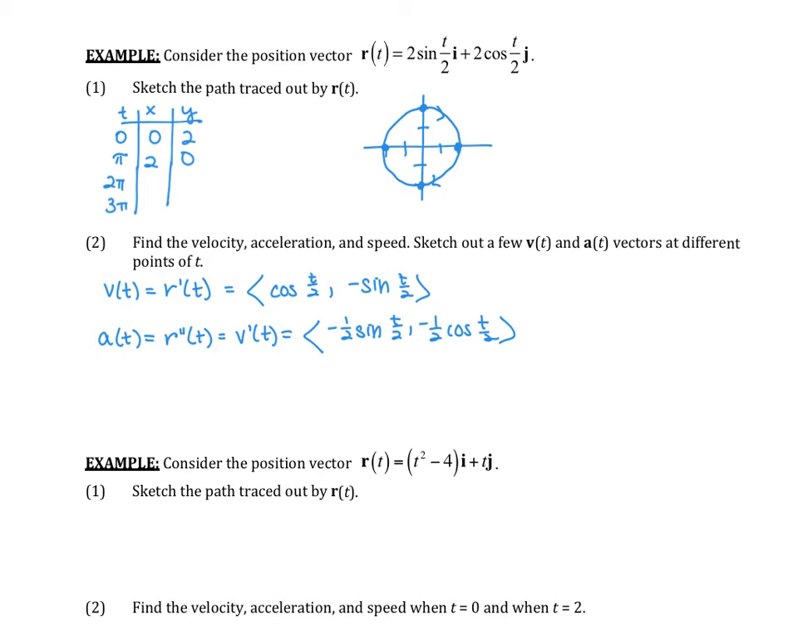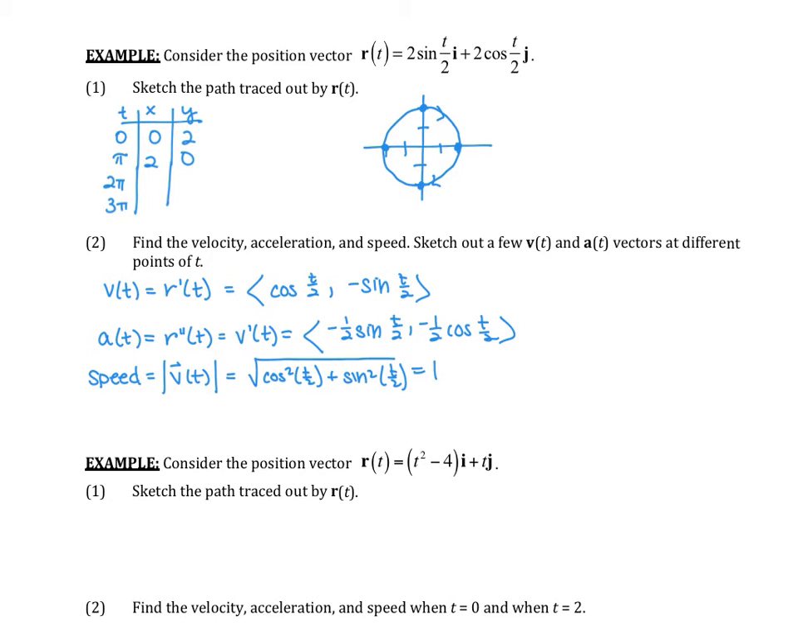Okay, and speed. Speed, if you remember from physics, is the absolute value of the velocity. So we're going to use that velocity vector and find the absolute value, or the magnitude of that. And so if I find the magnitude of the velocity vector, I would have cosine squared of t over 2 plus sine squared of t over 2, which is really just 1. Okay, so the speed of this particular particle is 1.